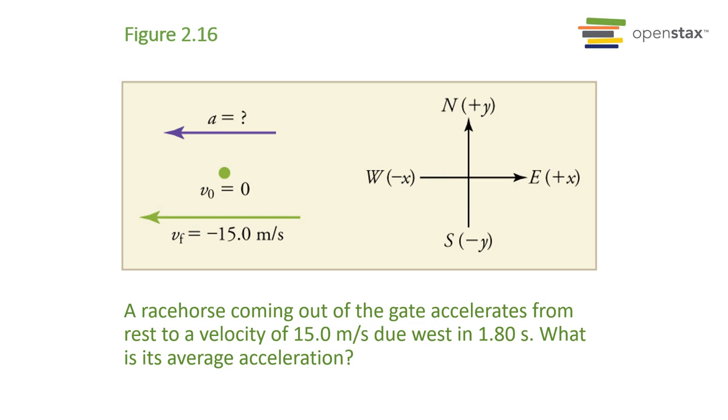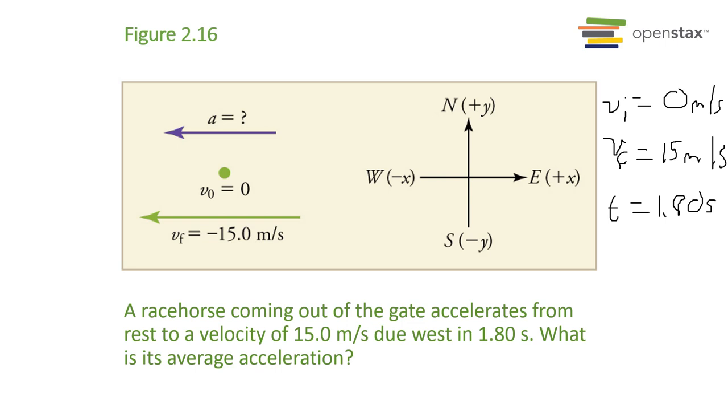Now, notice one of the things we've done. We have established the coordinate system, the origin, and our positives and negatives. One of the things we do in physics is we always write our variables. So the initial velocity is 0 meters per second. Our final velocity of the horse is 15 meters per second. The time frame it took was 1.8 seconds. I want to know what the average acceleration is.